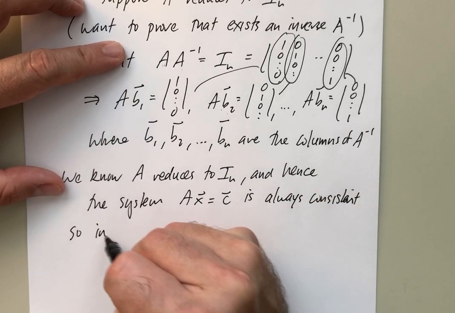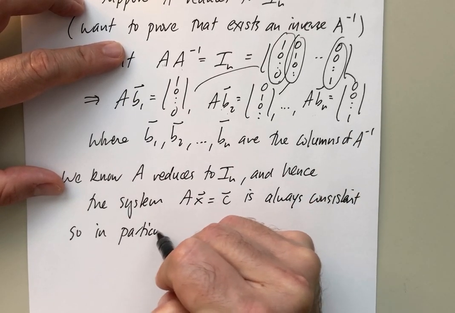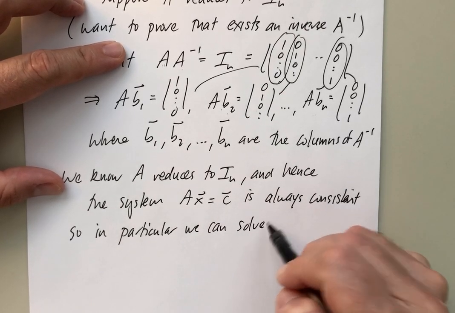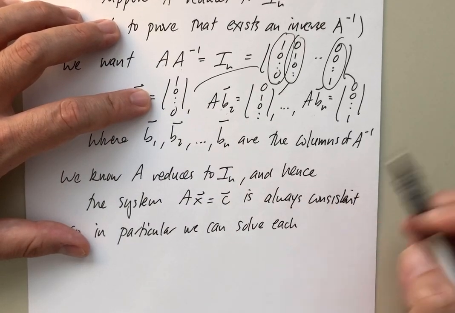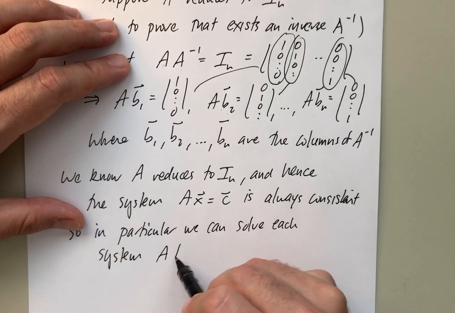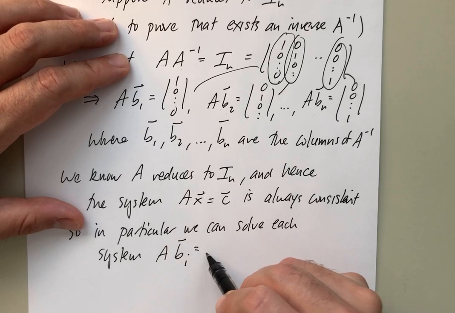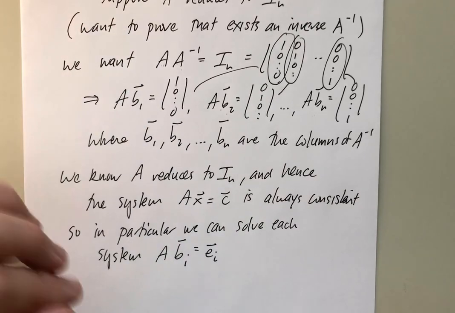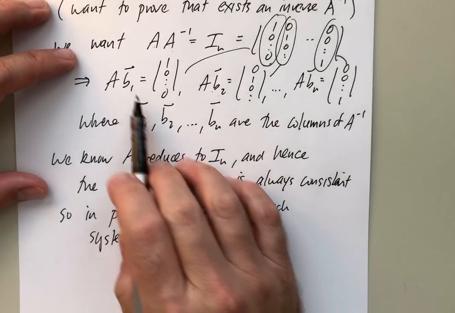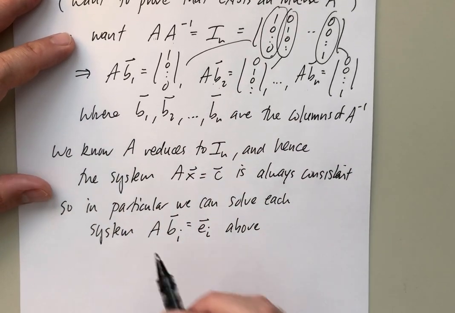So in particular, we can solve each of the systems above. What does the system look like? It's A times b_i equals this e_i vector, right? The standard vector. Okay, and so the punchline is that we can actually get those vectors.